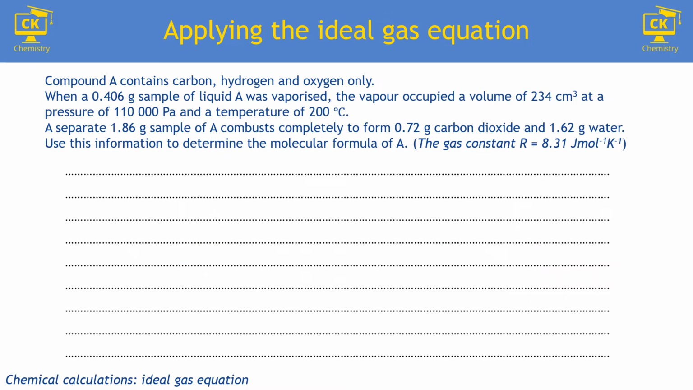So here is our much more applied example. We've got an unknown compound, which we know contains carbon, hydrogen and oxygen, but we don't know the formula. And then we're given two separate pieces of information. The first one is about the mass of the sample being vaporized, and we're given a volume, a pressure and a temperature for that situation. We're then told that a separate sample of this particular compound combusts, and we're given the mass of carbon dioxide and the mass of water produced. And from all of these, we're expected to find the molecular formula.